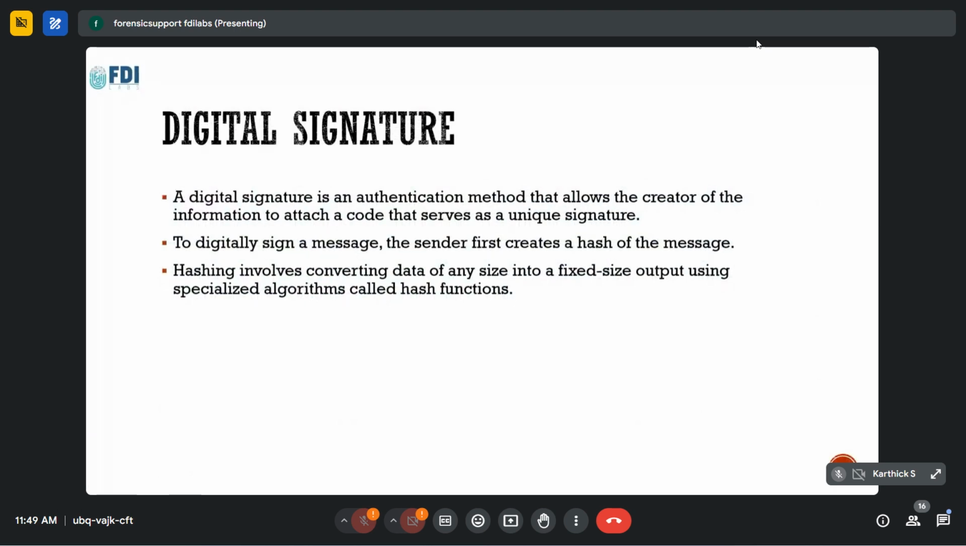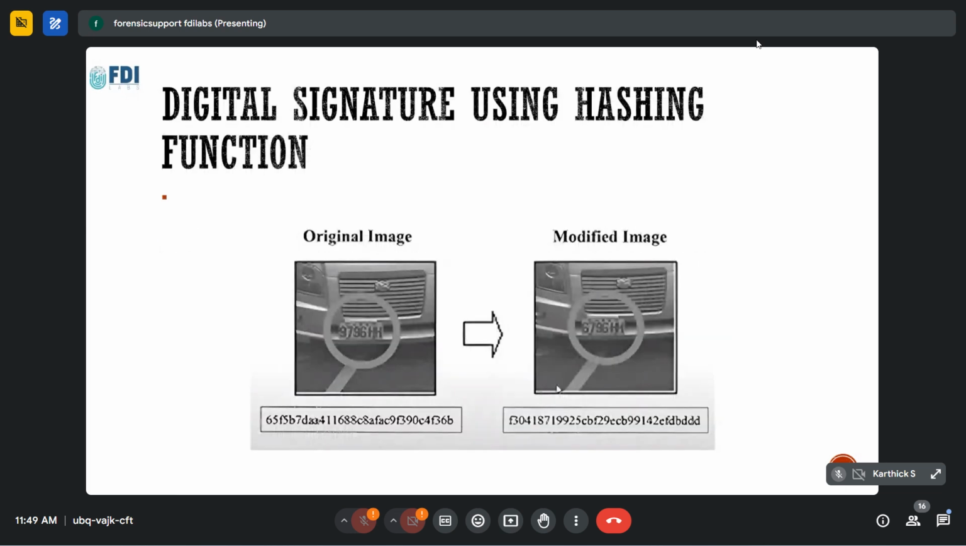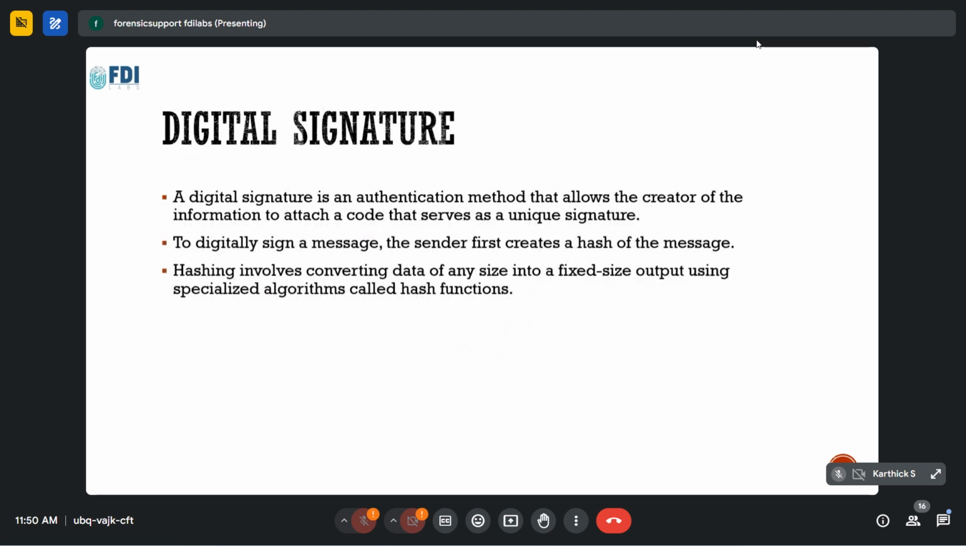The second subcategory of active image authentication method is a digital signature. To give you a definition of what a digital signature is and how it is involved with a particular image: a digital signature is an authentication method that allows the creator of the information to attach a code that serves as a unique signature. To digitally sign a message, the sender first creates a hash of the message, and what is that hash? Hashing involves converting data of any size to a fixed size output using specialized algorithms called hash functions.